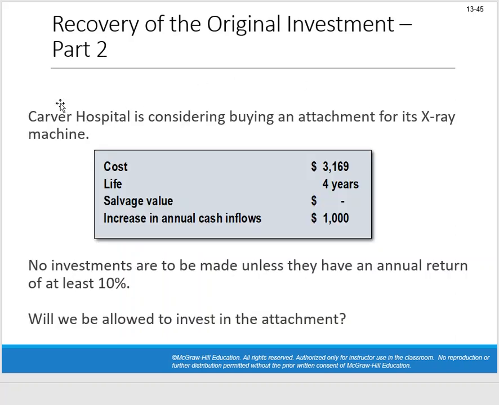Let's take a look at this one. Carver Hospital is considering buying an attachment for its x-ray machine. The cost is $3,169, 4-year life, 0 salvage value, and they think it's going to increase the annual cash inflows by $1,000. So just real quick, if we have 4-year life, $1,000, that's $4,000, but we need to consider the time value of money. No investments are to be made unless they have an annual return of at least 10%. Will we be allowed to invest in the attachment?